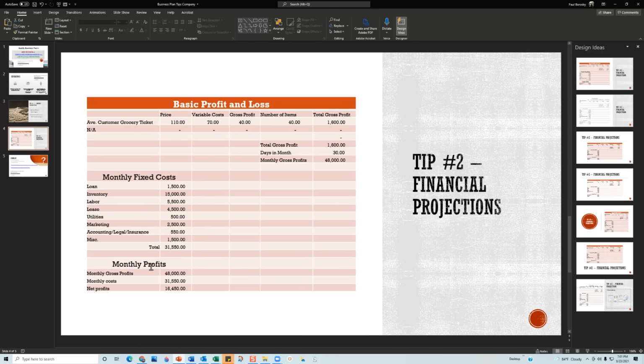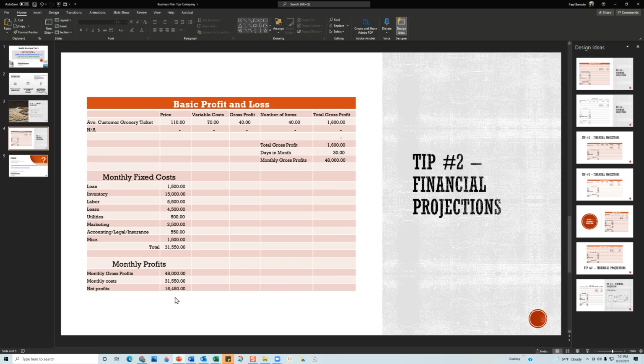The third step is to figure out what our monthly profits are going to be. So for this item right here, we've got a monthly gross profit. We're estimating it's going to be about $48,000. And then the monthly cost, we're saying it's going to be about $31,000. And the final step is going to be to deduct our monthly cost, $31,550, from our gross profits, $48,000. And that's going to leave us with net profits of $16,450.